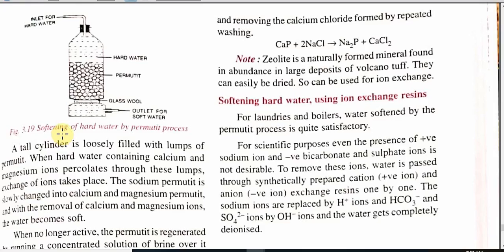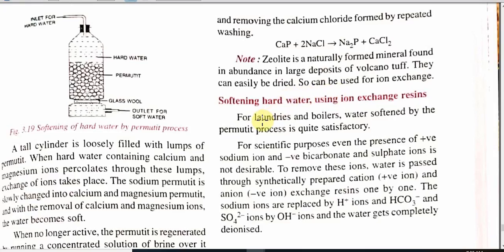When no longer active, the permutit is regenerated by running a concentrated solution of brine over it. Now you can see this is actually brine, and if you allow the reaction of brine with calcium permutit, you can see sodium permutit is regenerated. The zeolite is a naturally occurring mineral found in large deposits of volcanic tuff. They can be easily dried, so they are used in the ion exchange process.